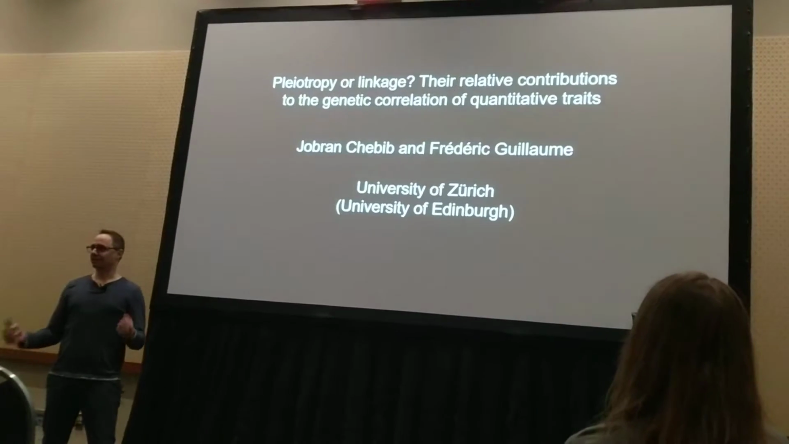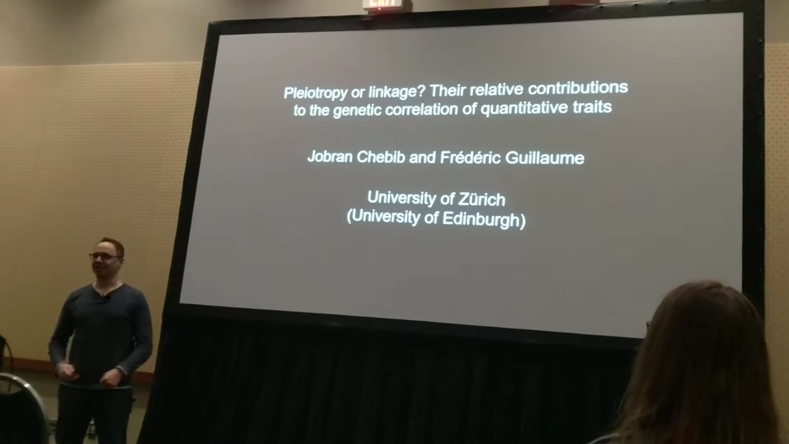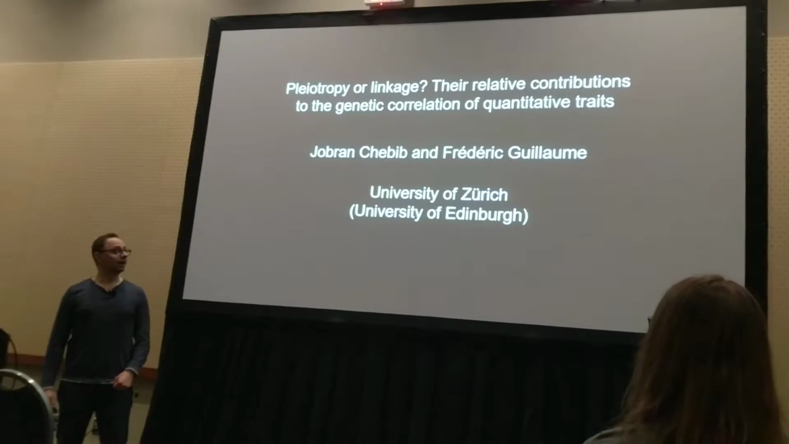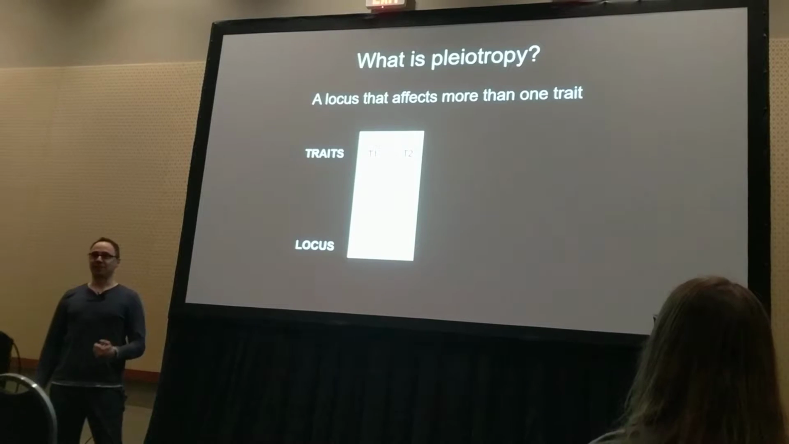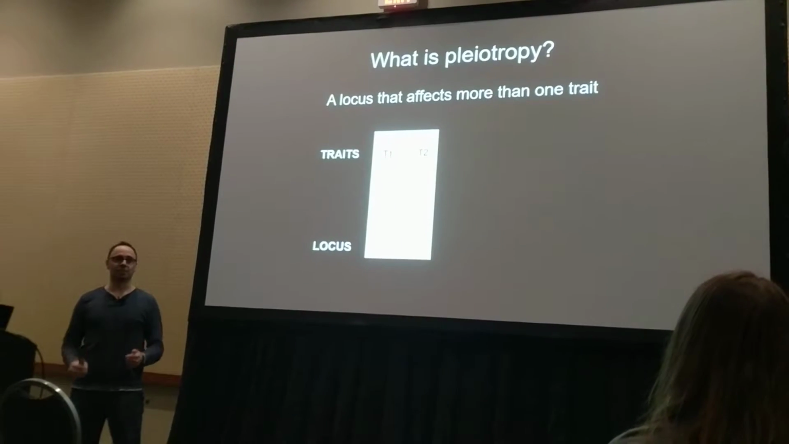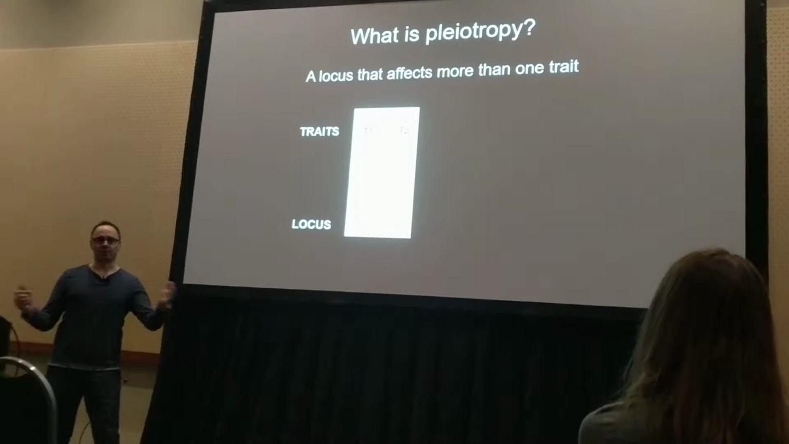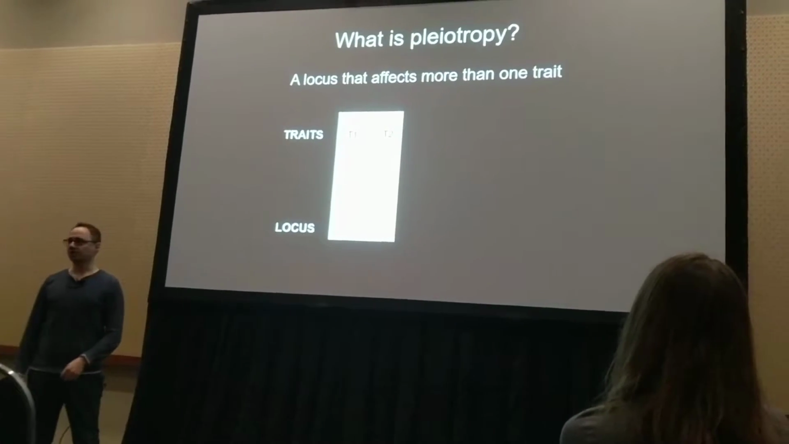I like to start off my theory talks with some definitions, and I'm going to continue that tradition here now. The first definition I'm going to give is for pleiotropy. Very generally, I'm going to say that pleiotropy is where one locus affects more than one trait. And for the purpose of this talk, I'm just going to be talking about two traits.